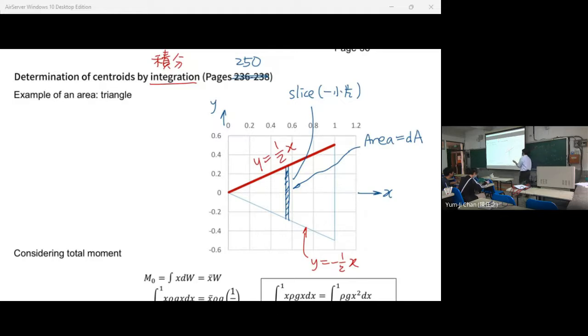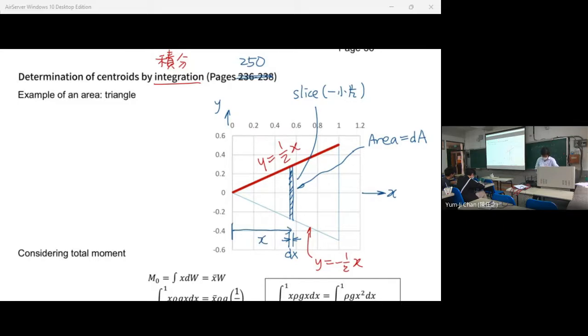This is a small area because the width here is dx. The width is dx and its distance from here is x. Okay. Width is 宽度嘛.